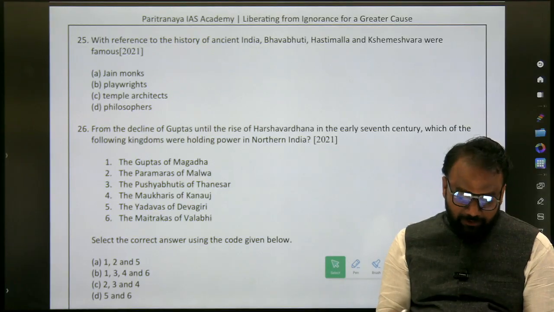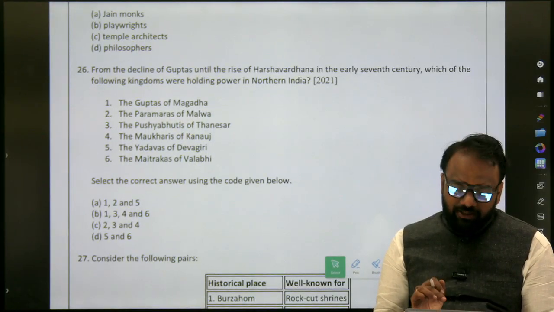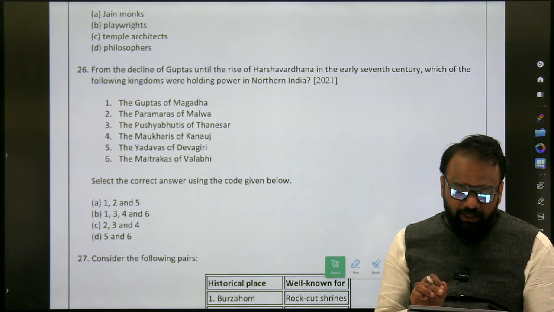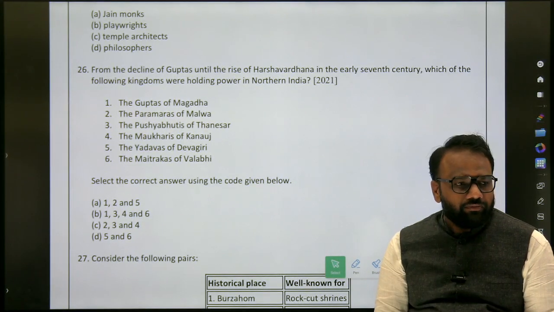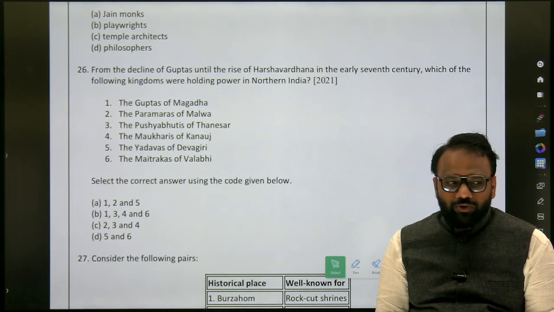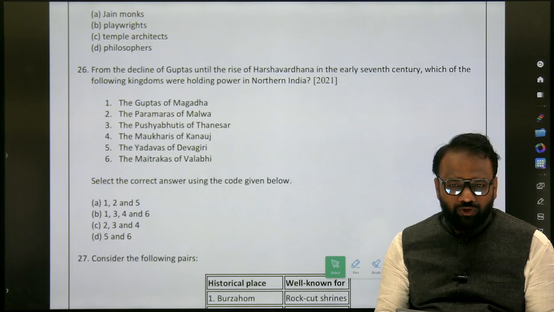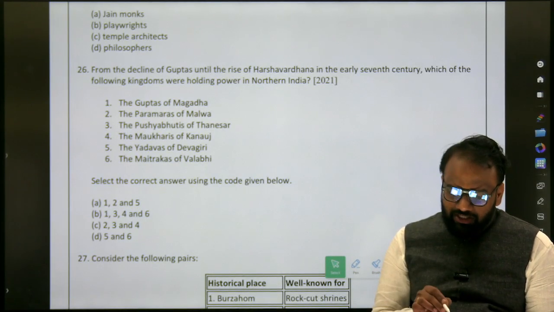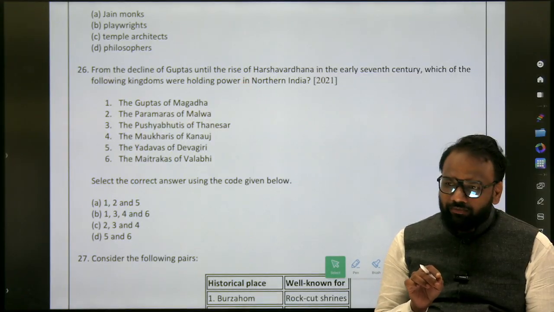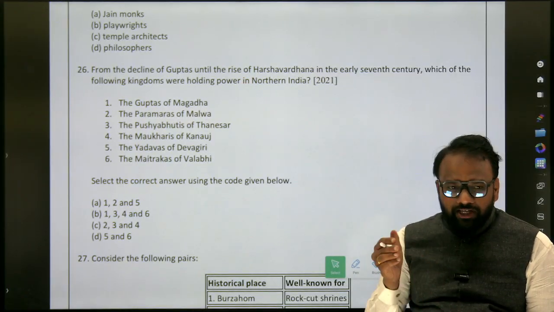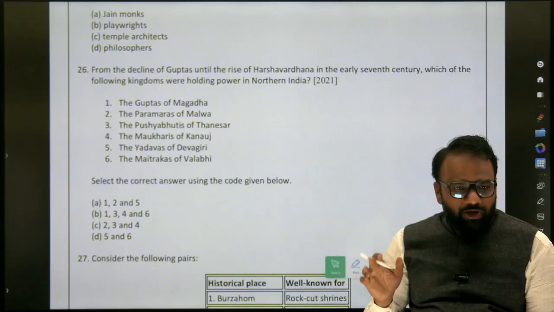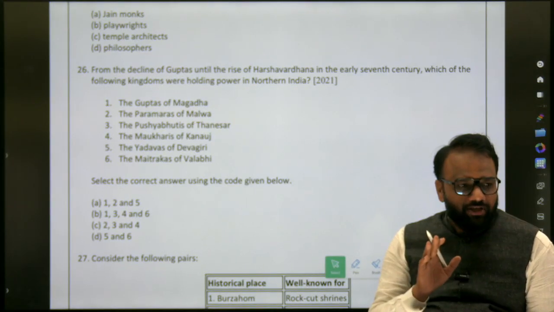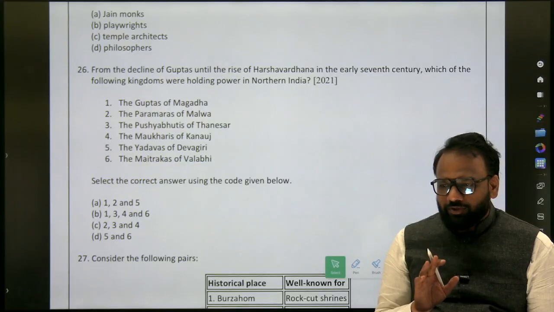Next question: from the decline of the Guptas until the rise of Harshavardhana in the early 7th century, which of the following kingdoms were holding power in northern India? If you look at this question, and those who were present for the discussions in this batch, and also in the previous batch, this information is clearly mentioned in which book? Tamil Nadu, especially in the summary. If you have just gone through the summary also, you will be able to answer this question.